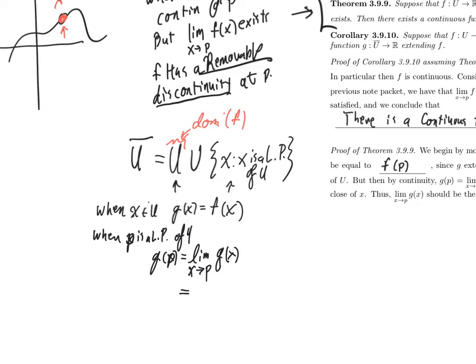Now, I know for a fact that there are points in U, in the domain of f, which are really, really close to p. So I should get the same result if I take the limit as x approaches p of f of x instead. So I'll use that as the definition.